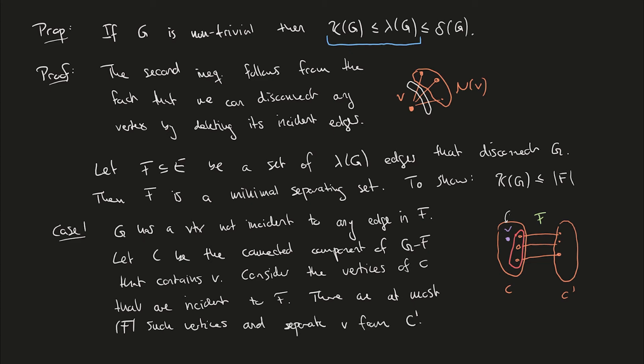Hence, we can remove these vertices and we disconnect our graph. So in fact, the connectivity of G has to be less than or equal to the size of F in this case. And this is what we wanted to show for this case.